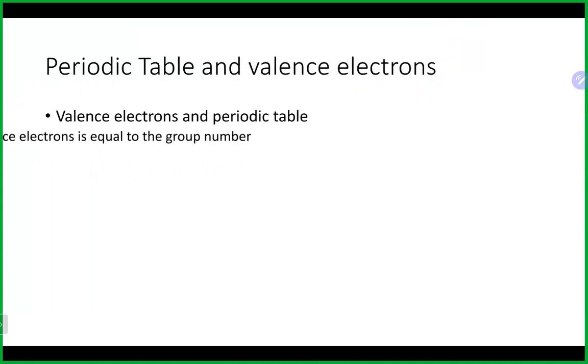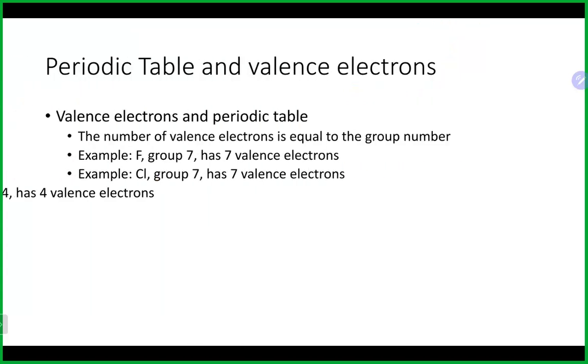So the number of valence electrons is equal to the group number on the periodic table. When you look at the group number, potassium's over there in group 1. It has 1 valence electron. We did nitrogen, which is over here in group 5. It has 5 valence electrons.